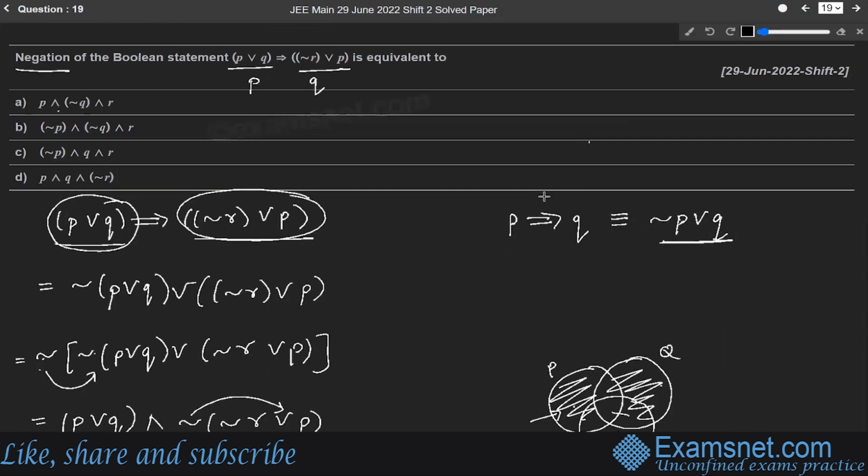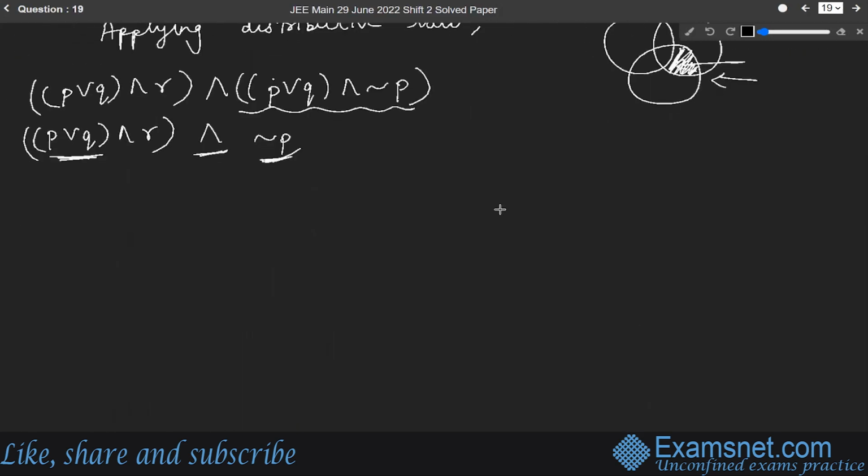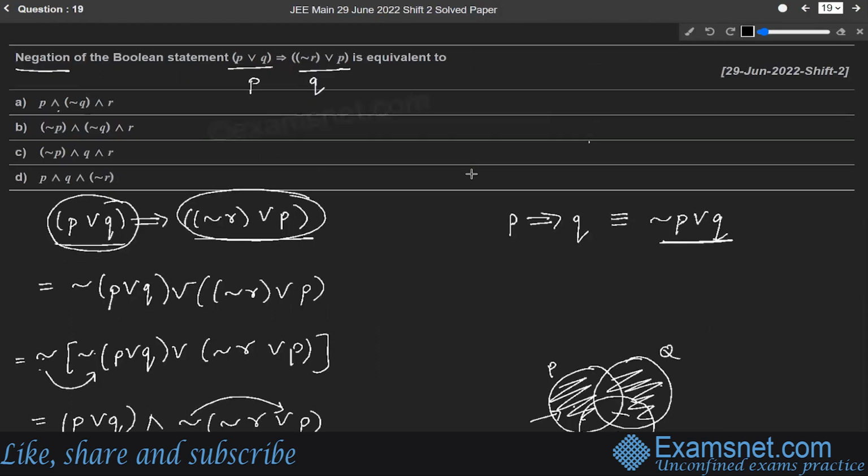P and negation of Q and R. Remember that our condition is we have to just apply negation of P, right? Means we do not want to include P. We want to include Q and R, right? So the first option is including P. It means that it is absolutely wrong. For the first option, there is negation of Q, but we have to include Q and R, right?